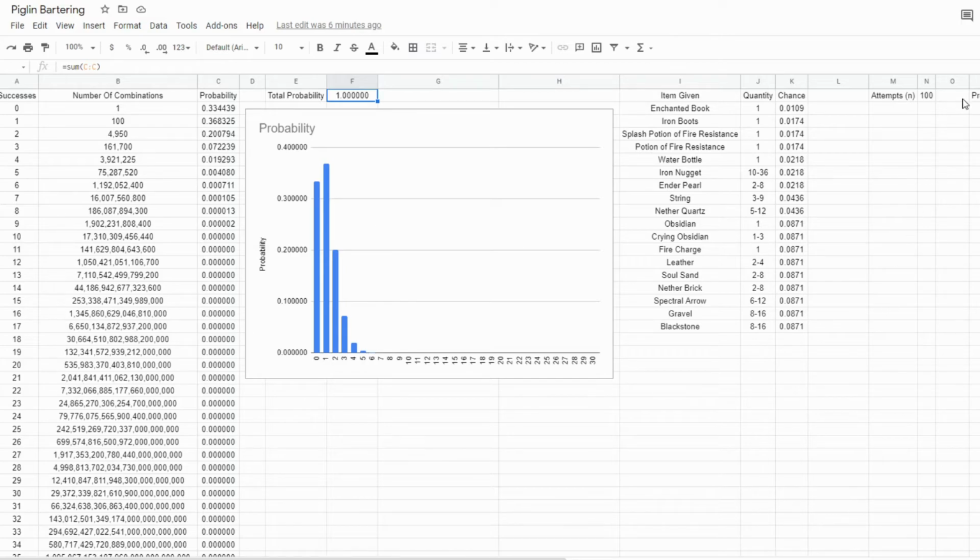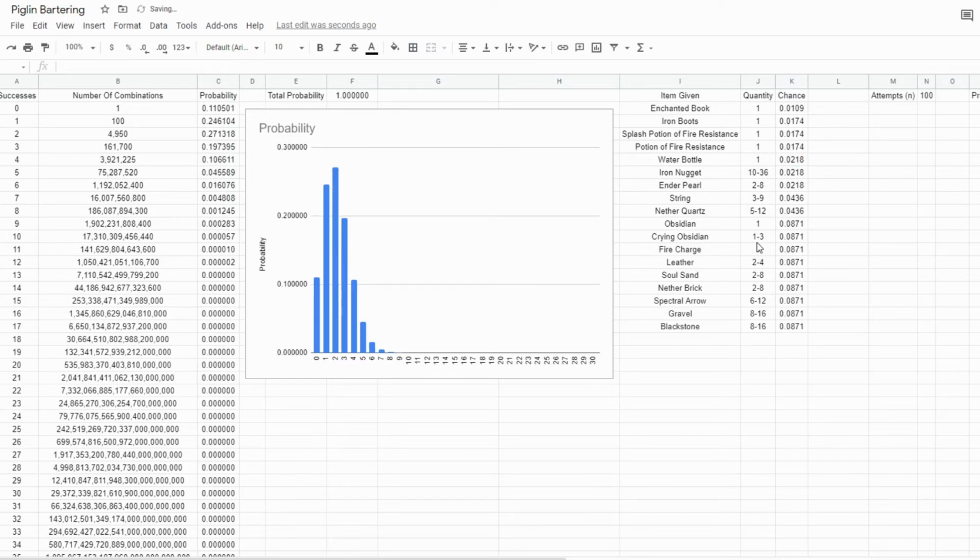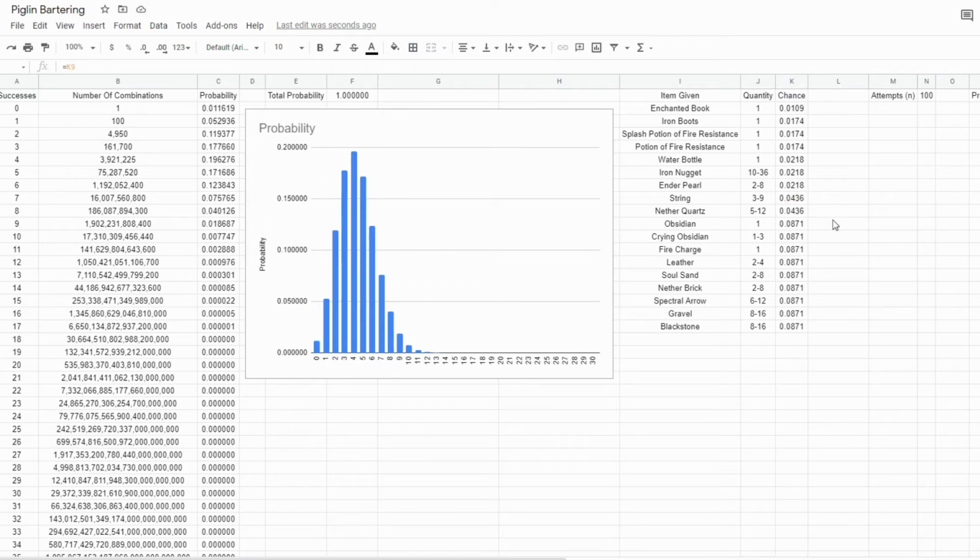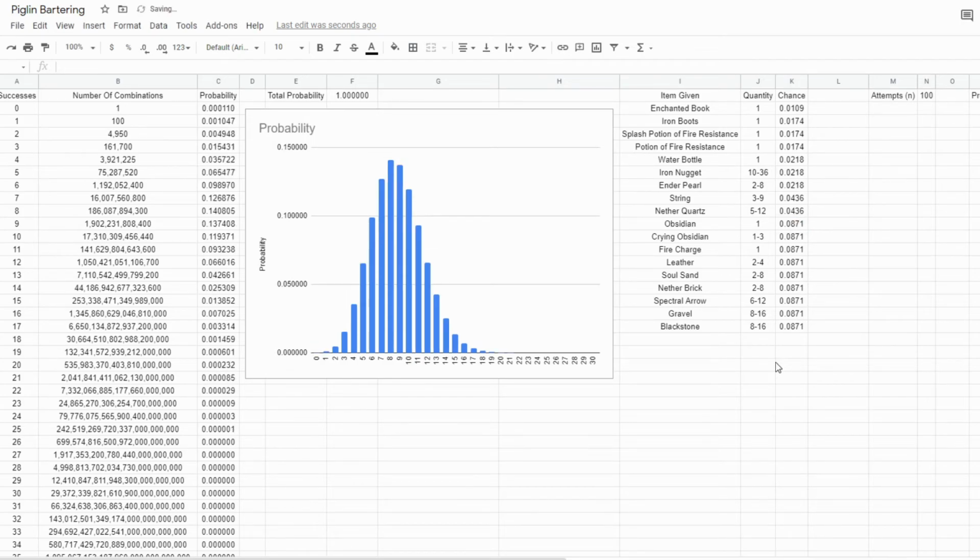So let's change the probability. So let's go to this second set of 0.0. There you go. You can see how the binomial distribution changes. And let's choose this next step up in probability. And then finally, 0.0436. Okay, and let's go to the highest probability.